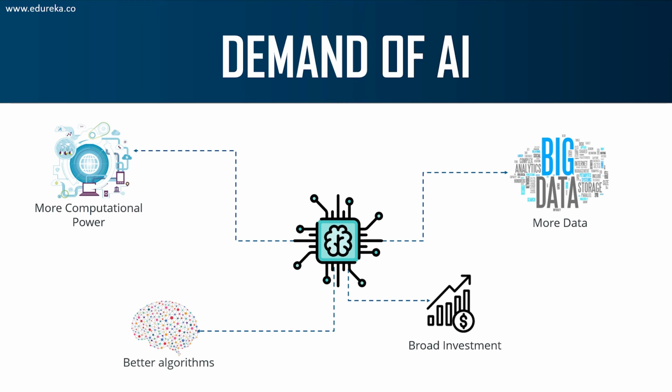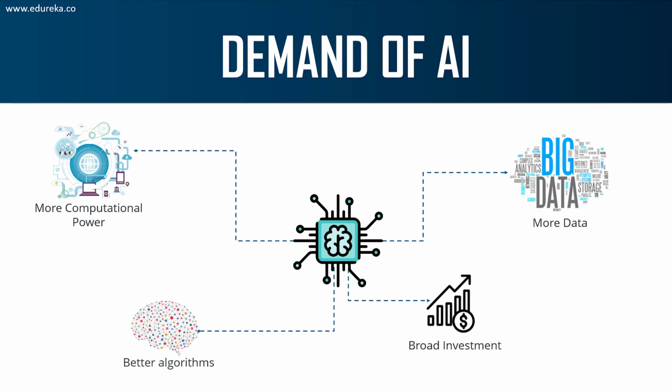Apart from this, we also have better algorithms now, right? We have state-of-the-art algorithms. Most of them are based on the idea of neural networks, and these are constantly getting better. Neural networks are actually one of the most significant discoveries in artificial intelligence, because with neural networks, you can take in 1,000 layers of input data, right? You can take in a lot of input data to perform computations. So through neural networks, we're actually able to solve a lot of problems, including healthcare problems, fraud detection problems, and so on. Another reason is broad investment.